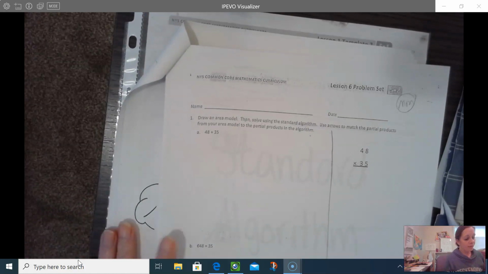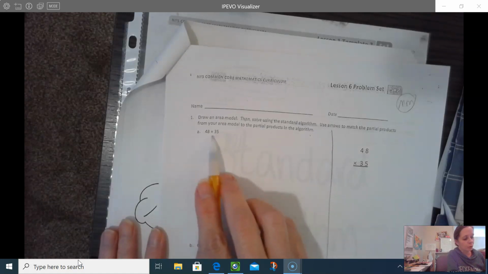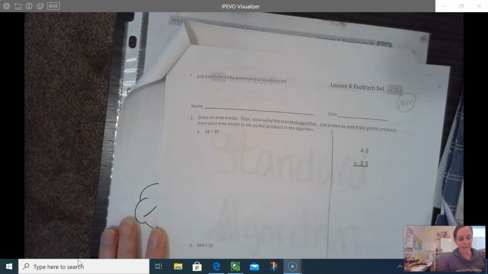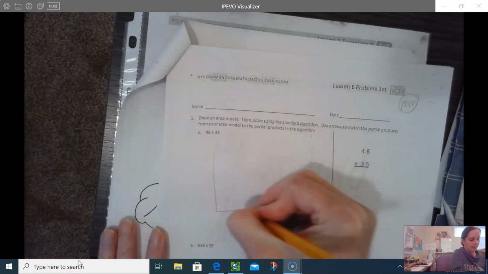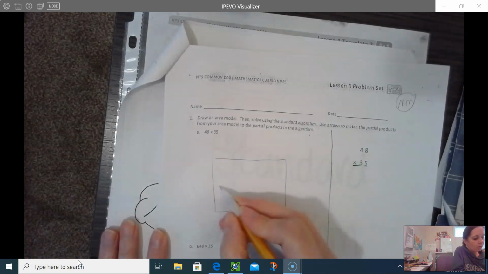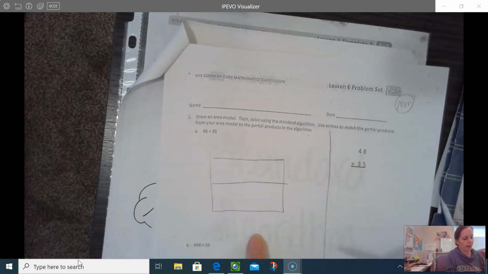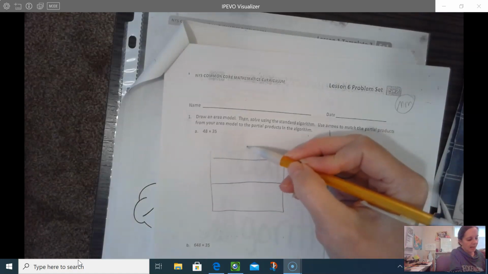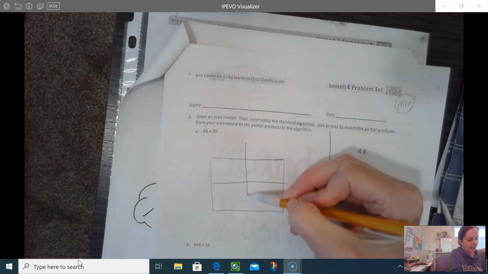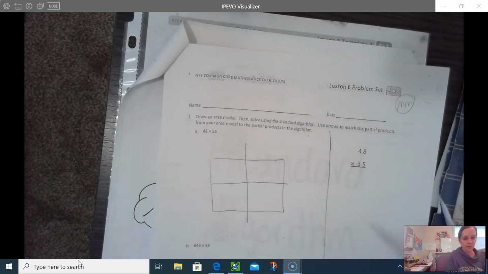All right. The first thing that we are going to do is draw our area model. So I need a 2 by 2 box. Go ahead and make your box, and going horizontally, I need to have 2 parts, and then I want to slice it in half this way. So I've got 2 going this way, and then I've got 2 going this way.